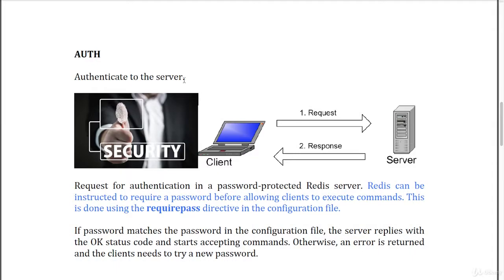First of all, the auth command. It is utilized to authenticate to the server. It requests authentication in a password protected Redis server. If the password matches the password in the configuration file, the server replies with an OK status code and starts accepting commands. Otherwise, an error is returned and the client needs to try a new password.